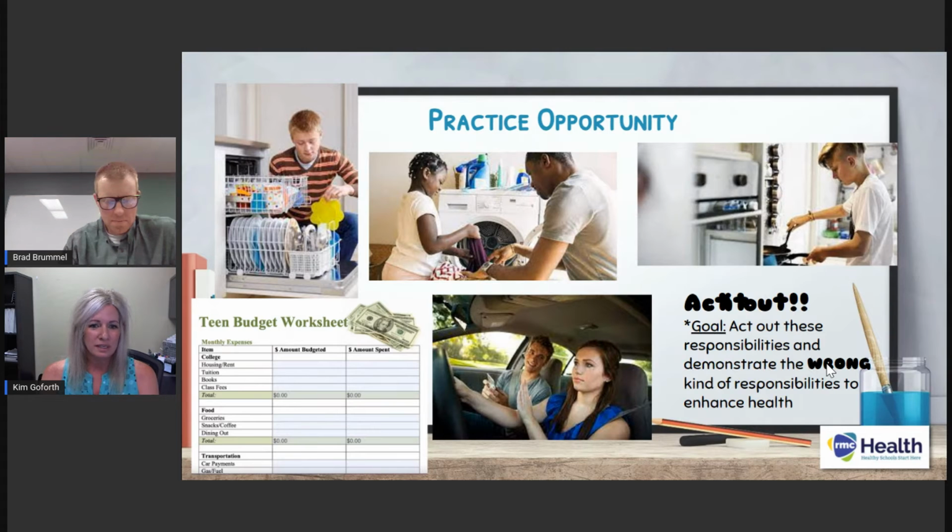And if you look at this teen budget worksheet, you can have them act out, I'm not going to budget for college because I'm just going to start my own lawn mowing business.